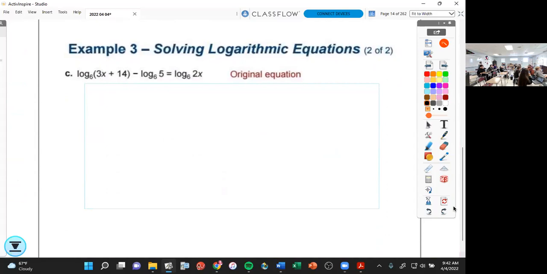Okay, part C. We have log base 6 of 3x plus 14 minus log base 6 of 5 is equal to log base 6 of 2x. So just cancel them. So you're wanting to say that 3x plus 14 minus 5 equals 2x? Yes. No. Because they share the log.